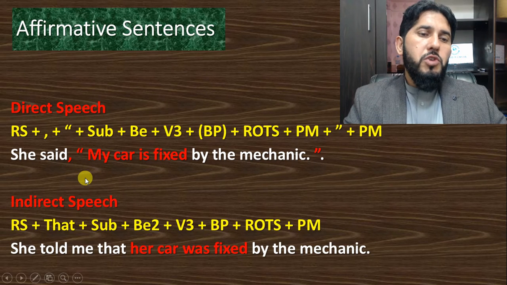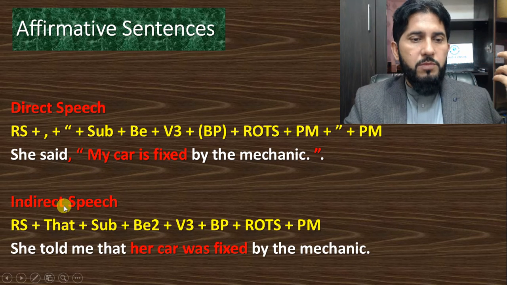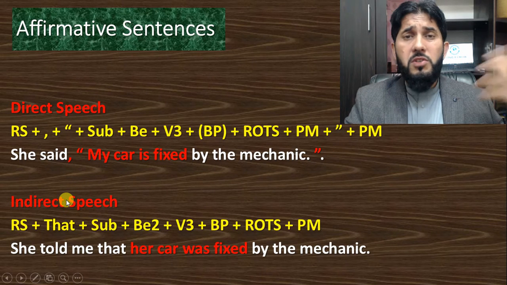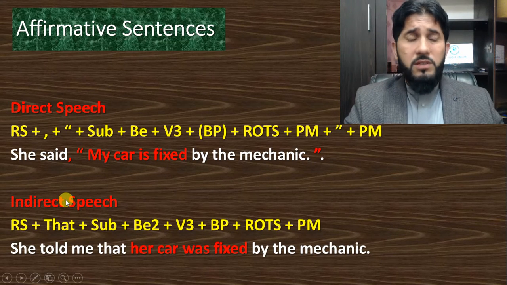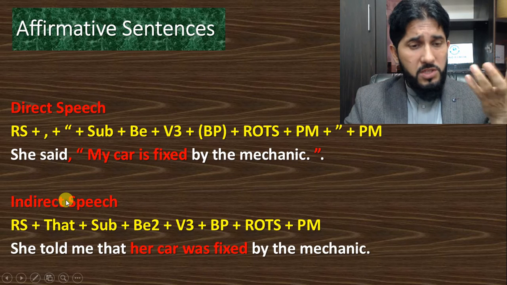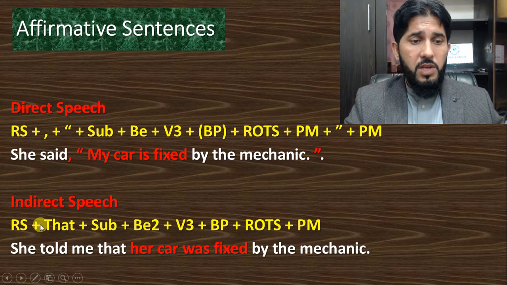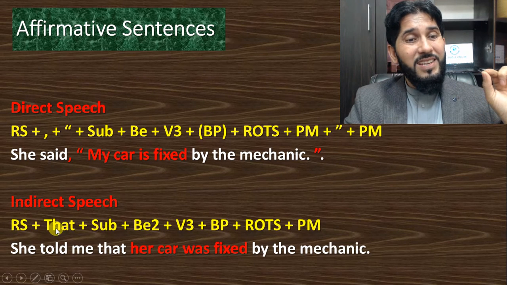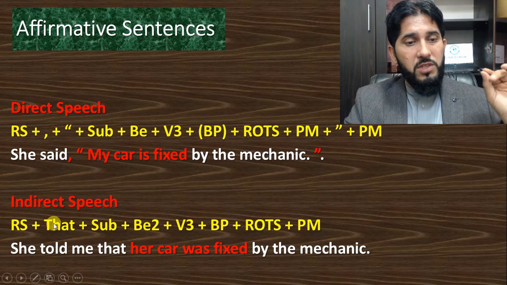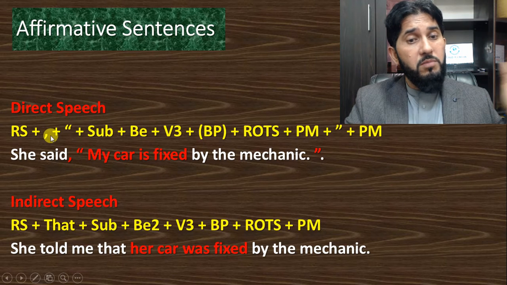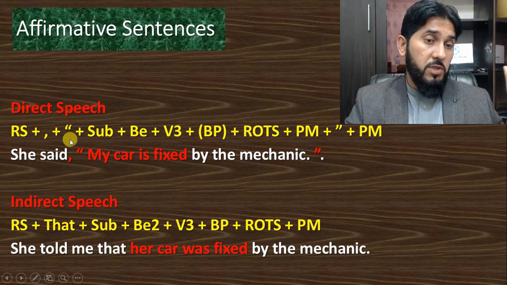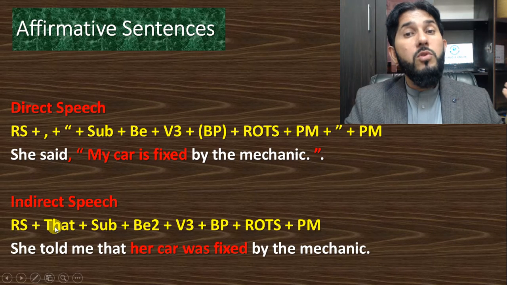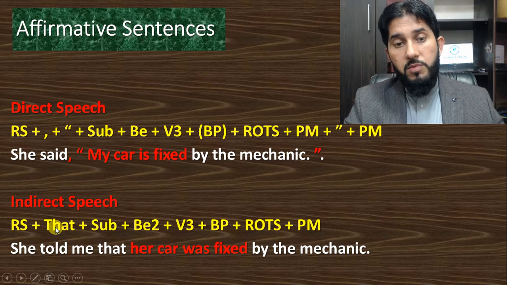So now when you change this to indirect speech, of course you bring some changes in indirect speech because you wanna report someone's speech in your own words with some changes. So that's indirect speech. So again, reporting speech, then the word that. See, comma is not used in indirect speech. In direct speech, you use a comma, okay, between the two parts of the direct speech. But in indirect speech, you do not use any comma. Instead of comma, you use the conjunction that in affirmative and negative sentences.